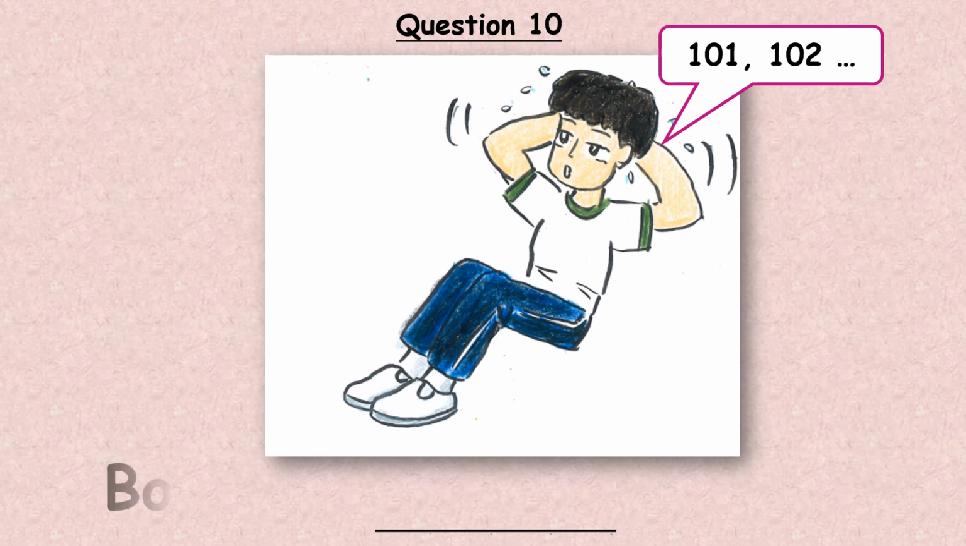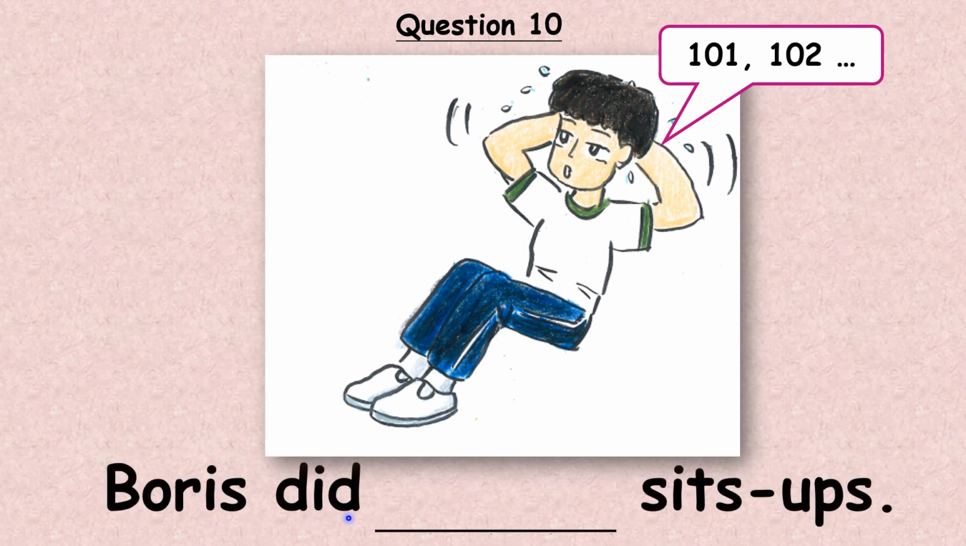Question 10. Boris did blank sit-ups. Boris is doing more than 100 sit-ups. So what is the answer? The answer is a lot of. Boris did a lot of sit-ups. That is the end of the question time.